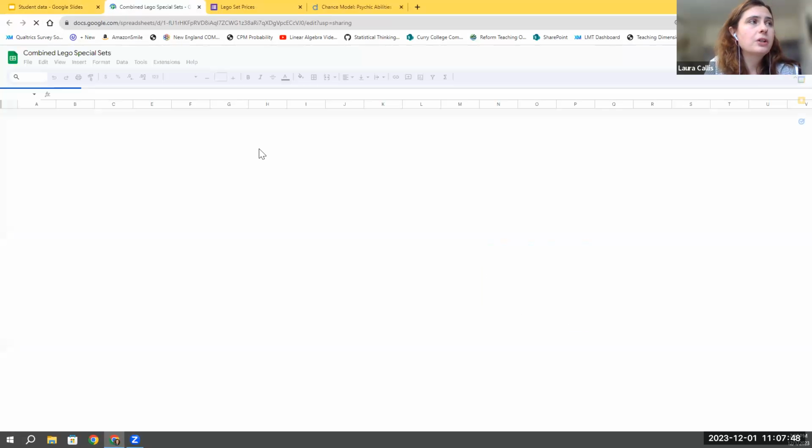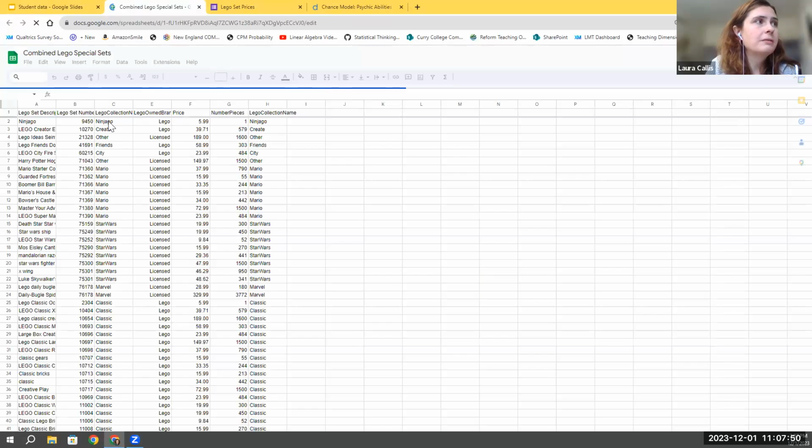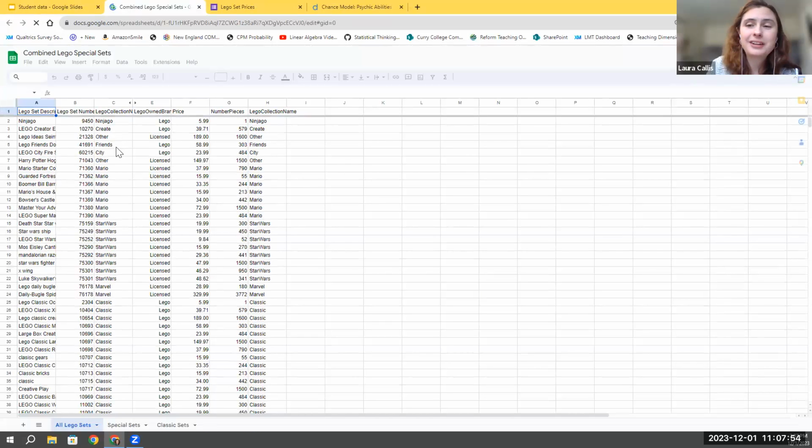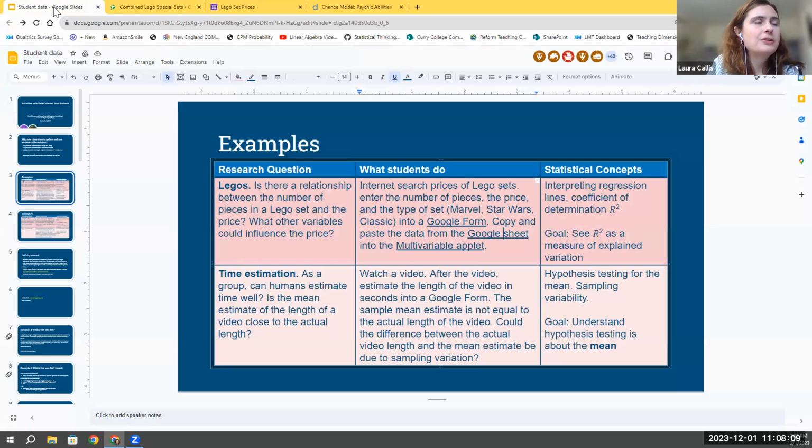And sometimes we do a little recoding. I have a 7-year-old, so I know that Ninjago and Create and Friends, those are all Lego owned brands. So we recode those as Lego, and then Mario or Star Wars or Marvel superheroes, those are licensed brands. And so we might be wondering if there's a different relationship there. And then we copy and paste that data and we put it into an applet.